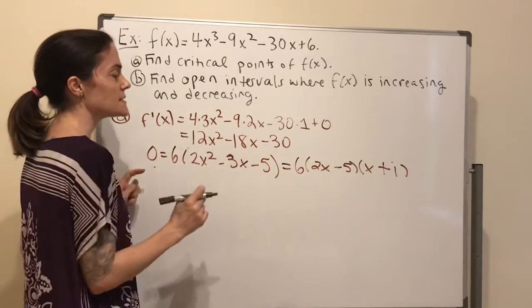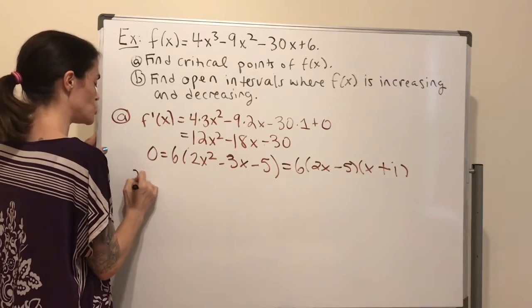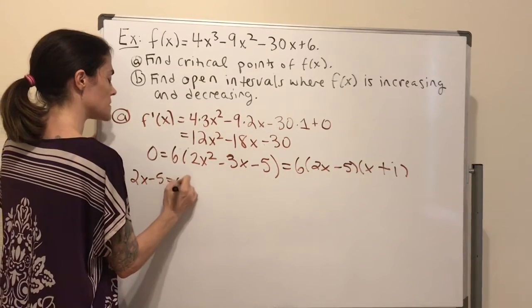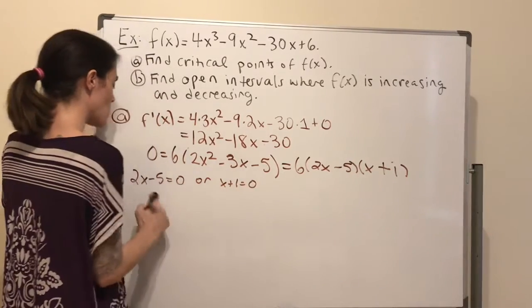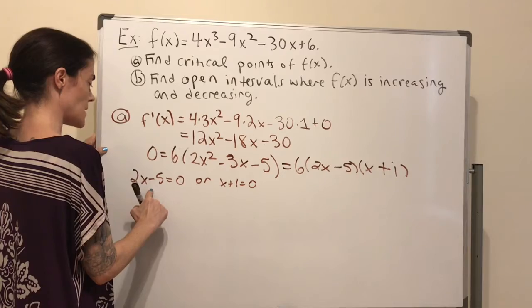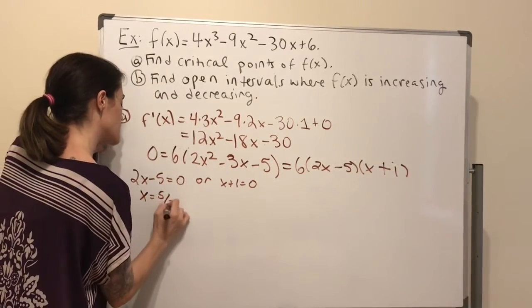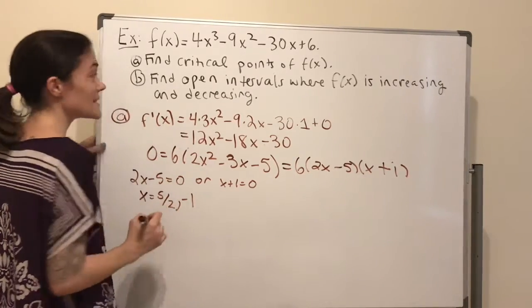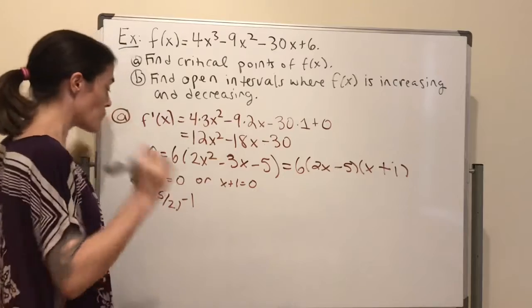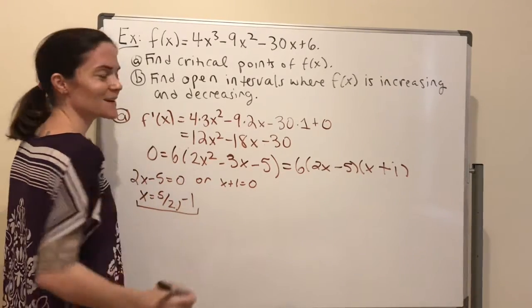Well, this is 0 provided 2x minus 5 is 0 or x plus 1 is 0. This one gives us x equals 5/2. And this one gives us x equals minus 1. This is the end of part A. Okay, we have found critical points. There's 2 of them, 5/2 and -1.